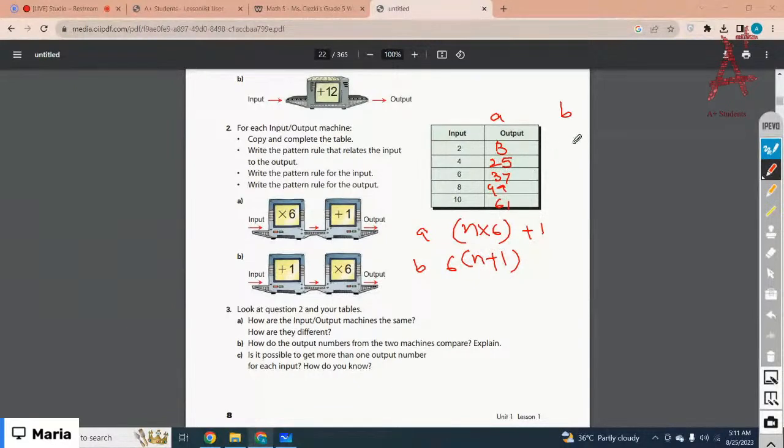You have to add 2 plus 1, 3, and 3 times 6, 18. 4 plus 1, 5, and 5 times 6, 30. 6 plus 1, 7, and 42. 8 plus 1, 9, and 54. 10 plus 1, 11, and 11 times 6, 66. You can see these are the two sets of values. You can compare them, right?